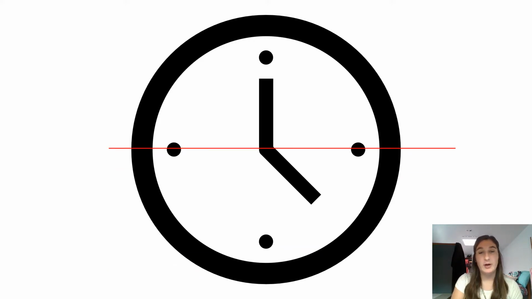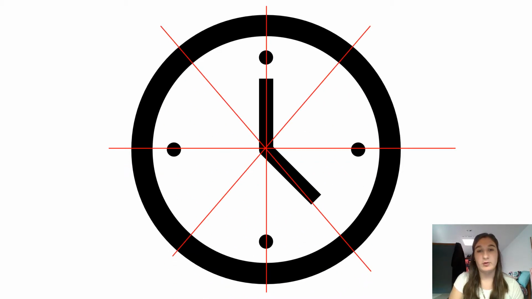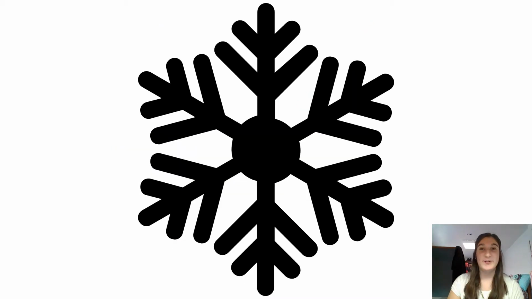Right there, if you cut the clock in half like that or folded it, it would be identical. Also with that, vertical too. And then crossways this way are lines of symmetry because if you folded or cut the clock like that, it would also look similar.